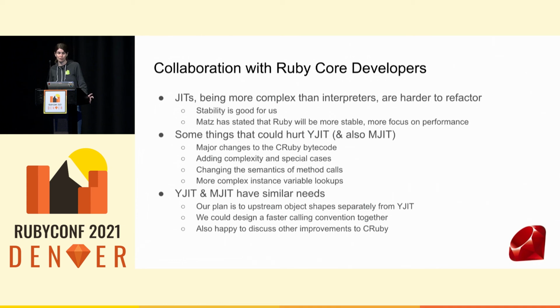I think YJIT and MJIT have pretty similar needs. So our plan is to upstream things like object shapes and the inline constant cache separately from YJIT, so that both YJIT and MJIT can benefit from those improvements. I think we might also be able to design a faster calling convention. And yeah, we're also open to discussing various other improvements to CRuby.